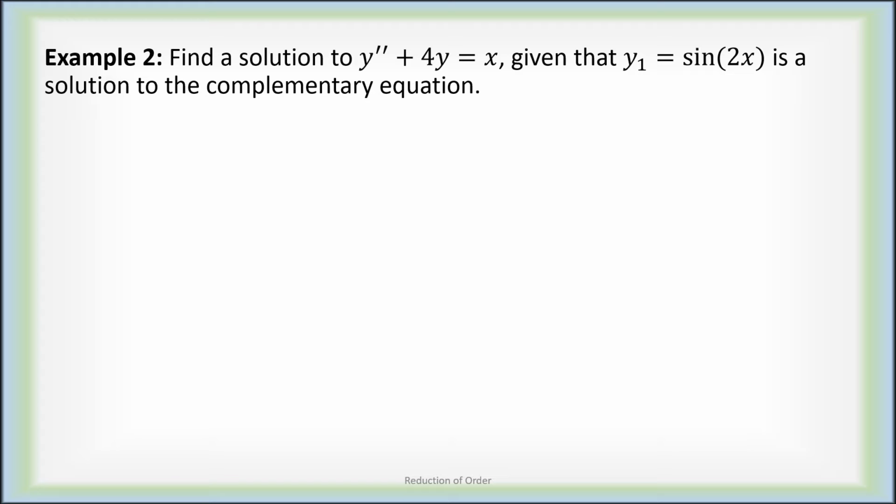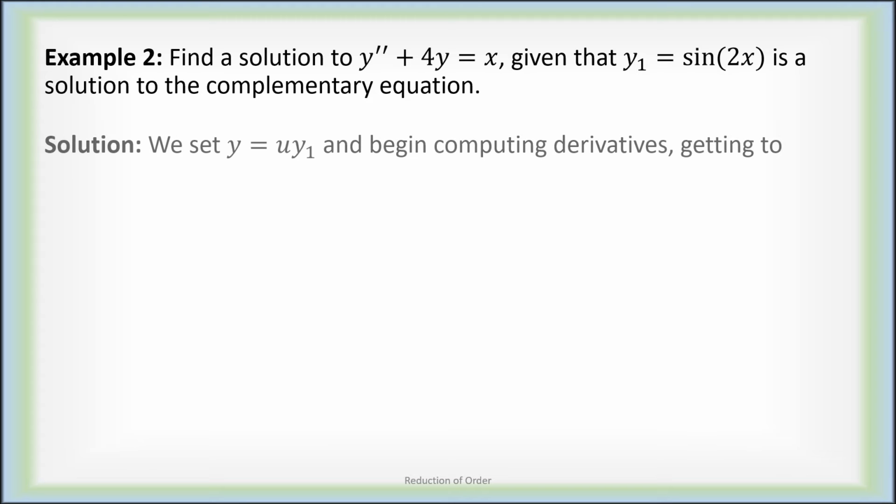Let's do it again. Let's find a solution to y double prime plus 4y equals x, given that the sine of 2x is a solution to the complementary equation. You can check this, of course, by the way. If I take two derivatives of sine of 2x, we're going to end up with negative 4 sine of 2x plus 4 sine of 2x will indeed be 0. So sine of 2x is a solution to the complementary equation.